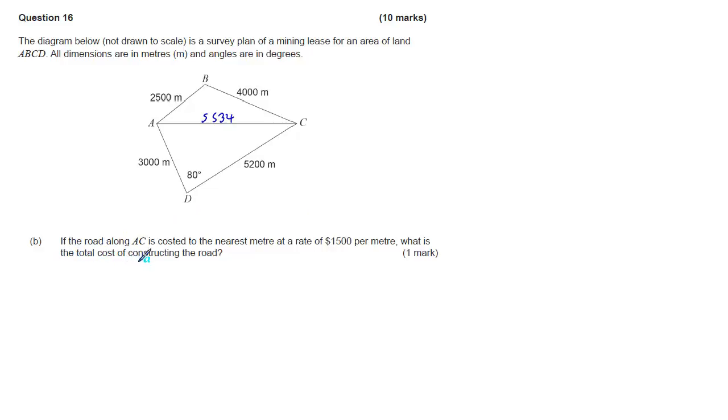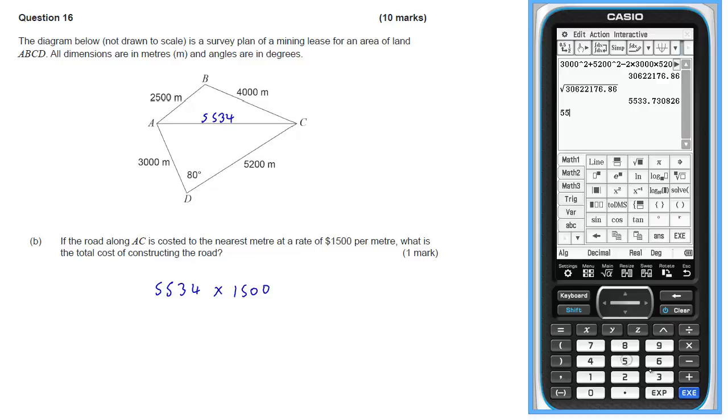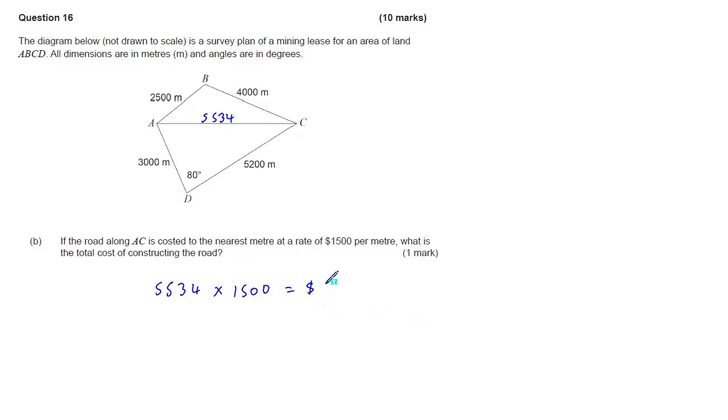If the road along AC is costed to the nearest meter at a rate of $1,500 per meter, what's the total cost of constructing the road? So 5534 times 1,500, each meter costing 1,500. So 5534 times 1500, and that's $8,301,000.